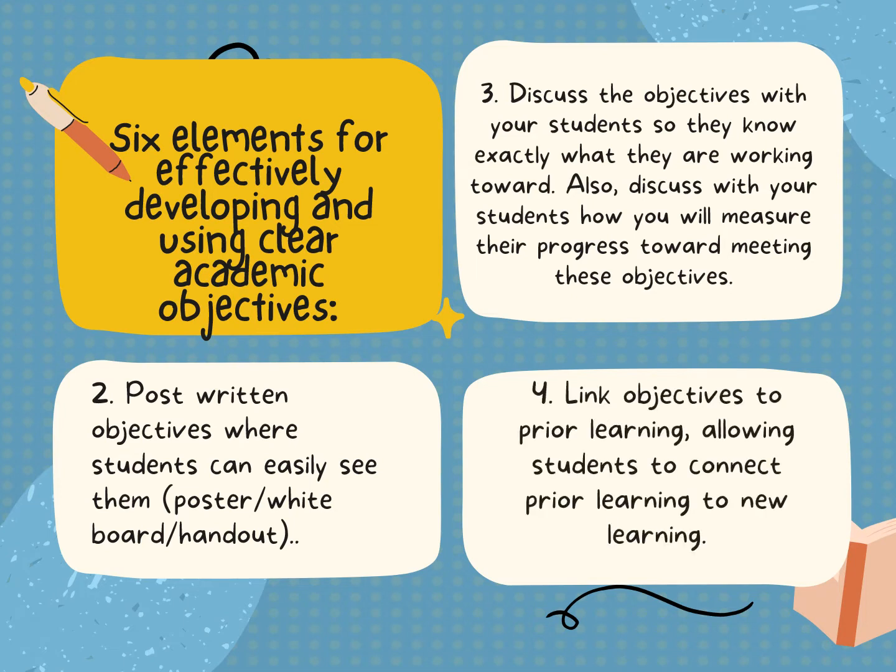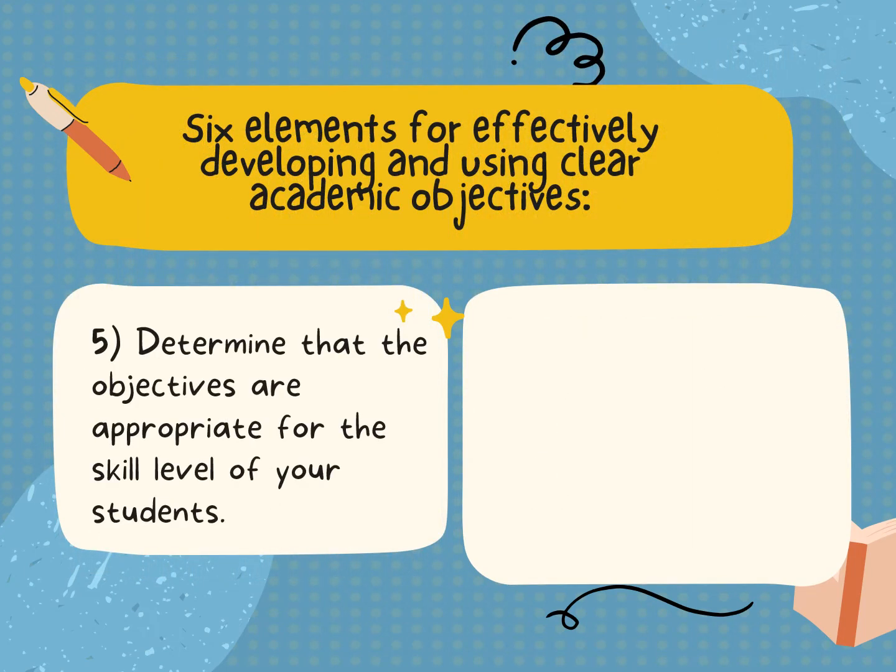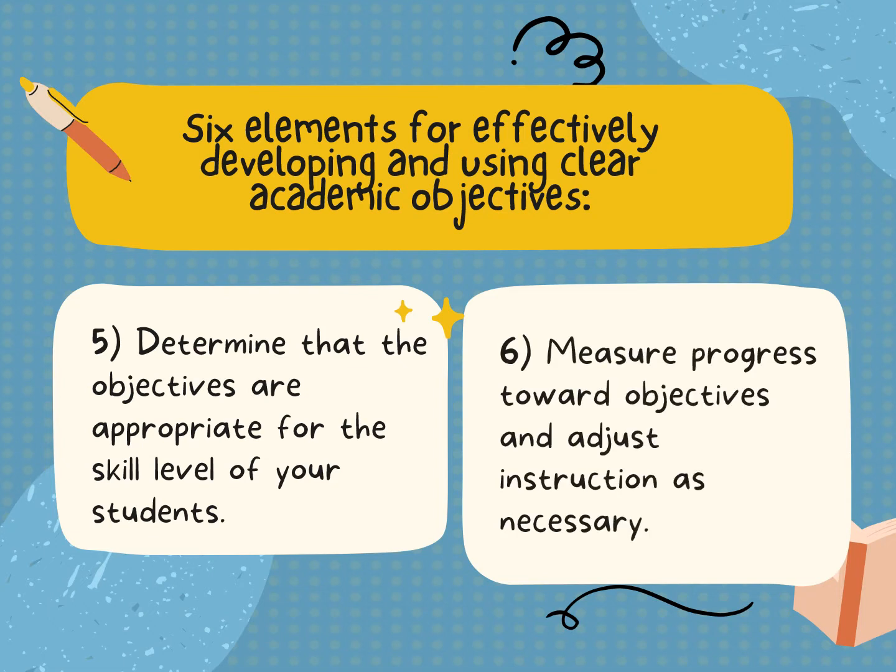Fourth, link objectives to prior learning, allowing students to connect prior learning to new learning. Fifth, determine that the objectives are appropriate for the skill level of your students. You may need to use differentiated instruction to meet the needs of your students. Sixth and last, measure progress toward objectives and adjust instruction as necessary.